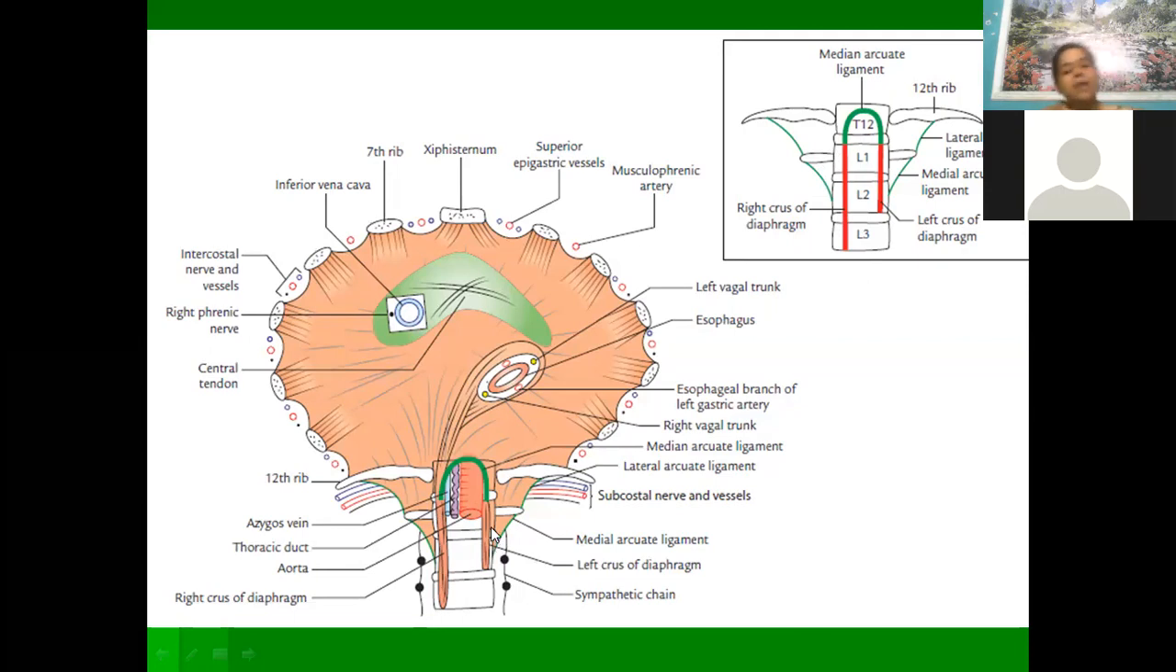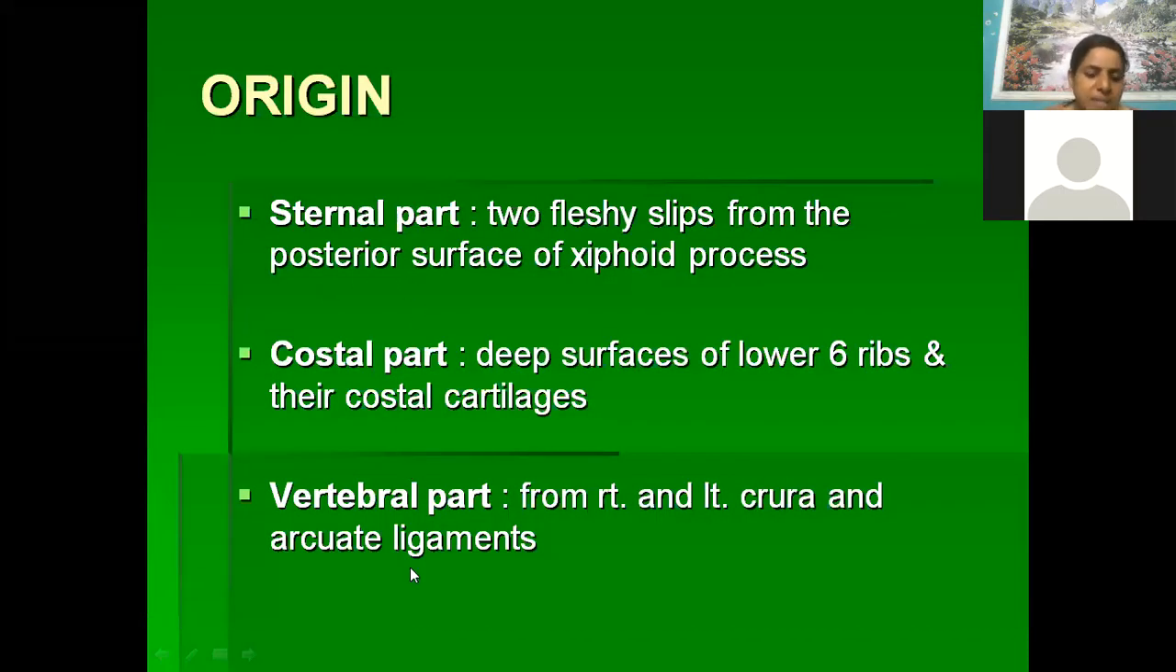On the left side, we have only the stomach and spleen. These are not so bulky organs, right? That's the reason the right crus is stronger and longer when you compare with the left crus. Okay, I hope origin is clear.